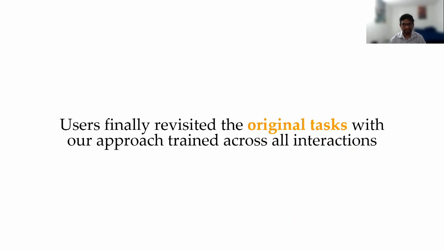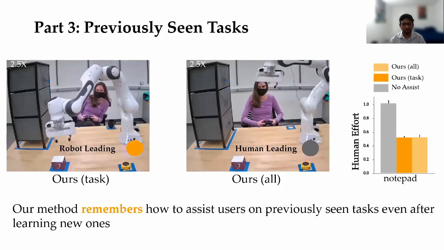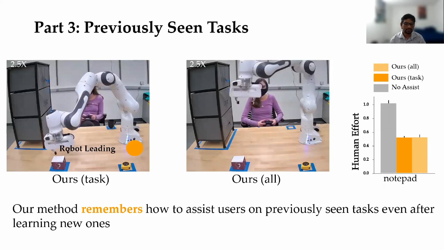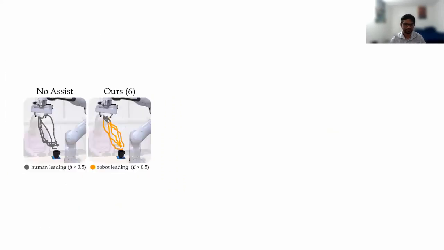Finally, users revisited the original tasks to see if the robot still remembers them after learning new ones. On the left, we show the robot's performance prior to learning new tasks. In the middle, we show the robot's performance after learning all new tasks. And on the right, we show the total human effort when completing the task. We see that our method learns to assist the user, thereby reducing their effort, and offers the same level of assistance even after learning new tasks.